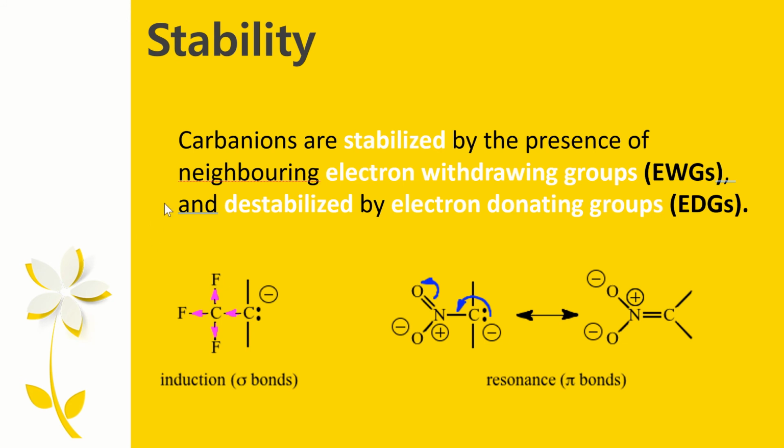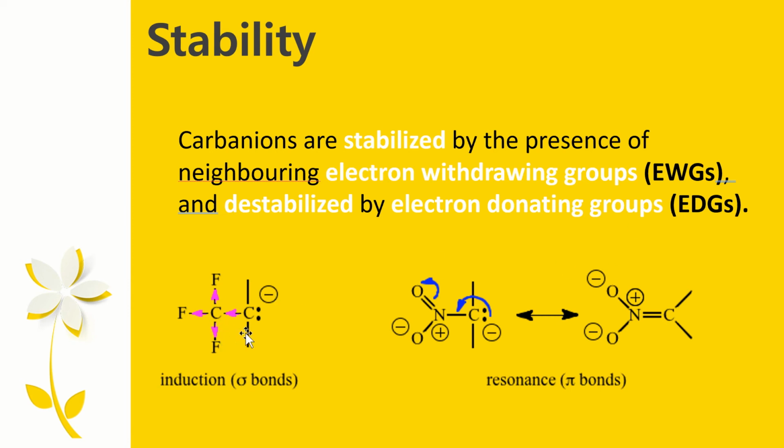Just to reinforce here that in terms of the stability of carbanions, they are stabilized by the presence of neighboring electron withdrawing groups, as we just saw. However, they are destabilized by electron donating groups. And for the next slide, you will need to remember that when you see EWG, we're referring to electron withdrawing groups, and EDG, we're referring to electron donating groups.